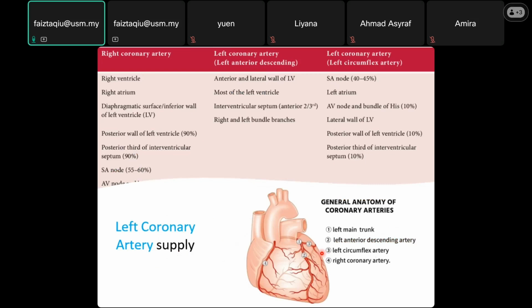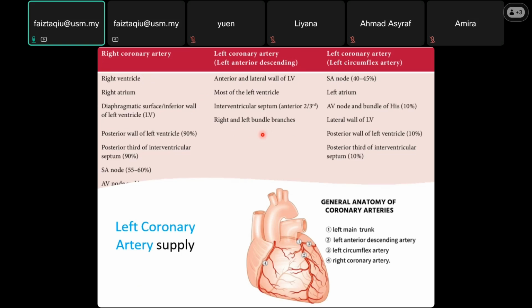Coronary arteries supply, the right coronary artery is basically the same. So the left coronary artery, you can't really see it as well. The left coronary artery, the left anterior descending artery, supplies the anterior and lateral wall of the left ventricle, most of the left ventricle, and the anterior two-thirds of the interventricular septum, with right and left branches.